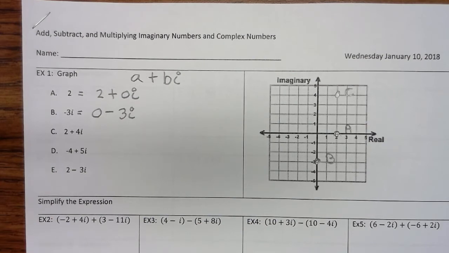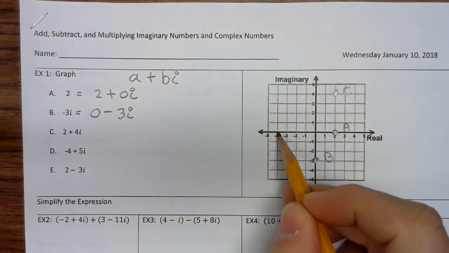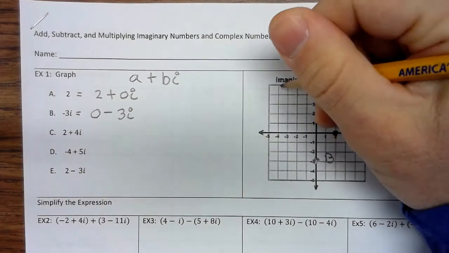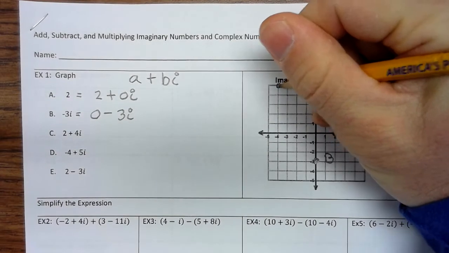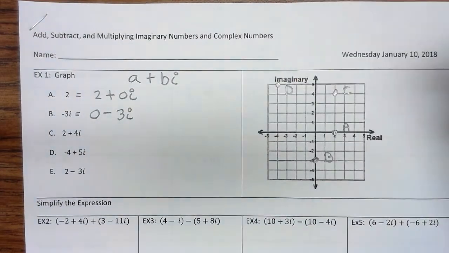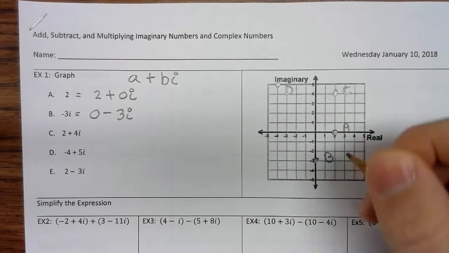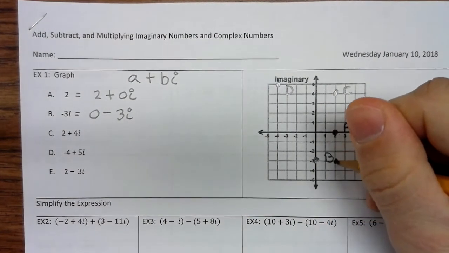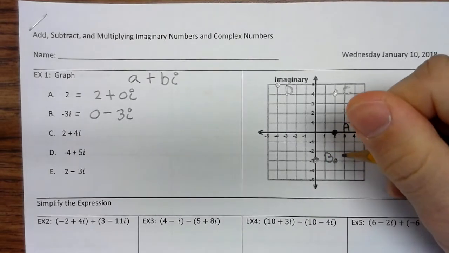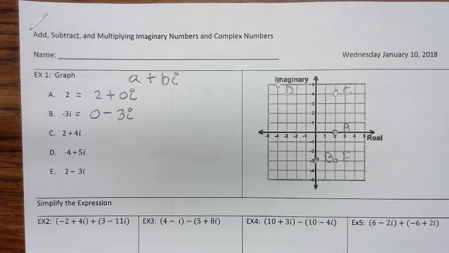All right, at this point, I'm assuming you tried D and E on your own, so let's do it together. So then we go left 4, up 5, and that's point D. And then E, we go to the right 2, down 3, and that's point E. All right, so that's how to graph complex numbers.